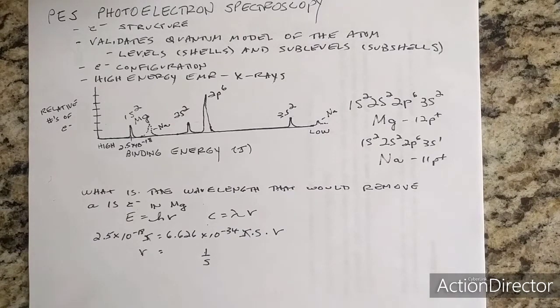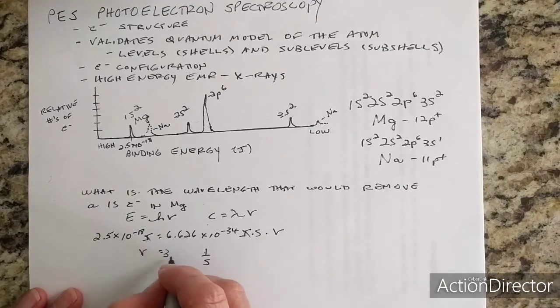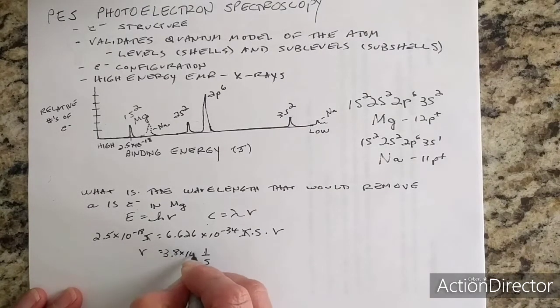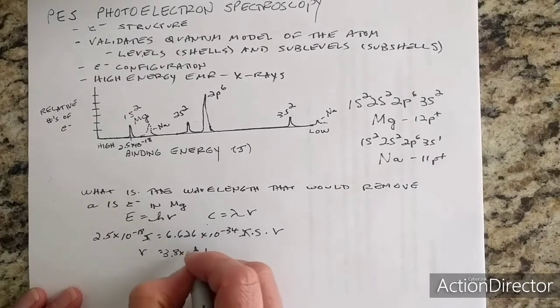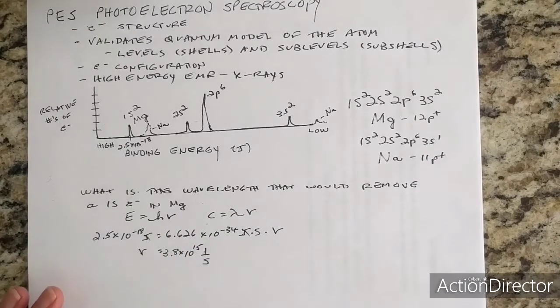So 2.5 times 10 to the negative 18th divided by 6.626 times 10 to the negative 34th equals. So we get 3.8 times 10 to the 15th 1 over seconds.